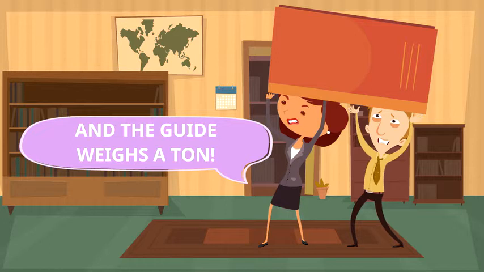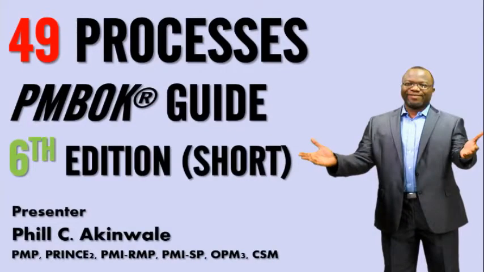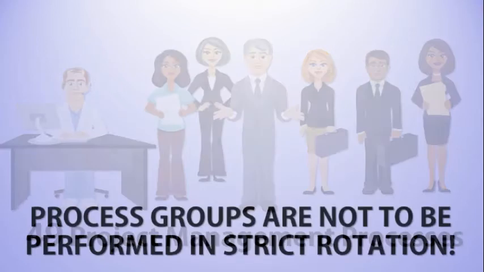We're going to do this pretty quick. We've got a longer version out there on YouTube. To find the longer version, click on the I button at the top right corner of this video to view the 45-minute version. There are 49 processes in the PMBOK guide 6th edition, and they're broken out by process group.